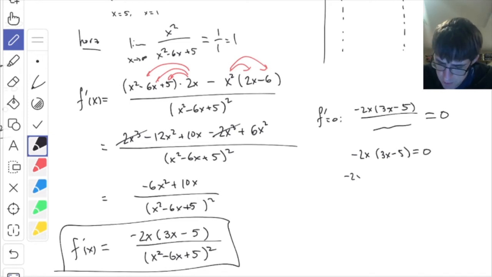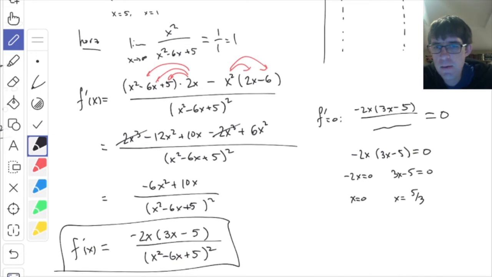And then we split it up and solve as usual. Negative 2x equals 0. 3x minus 5 equals 0. Here I got x equals 0. And here I get x equals, I guess, 5/3, which is a little weird, but I can handle that. 1 1/3 is what that is. 1 2/3, right? That's what 5/3 is. Okay? So these are two critical numbers.